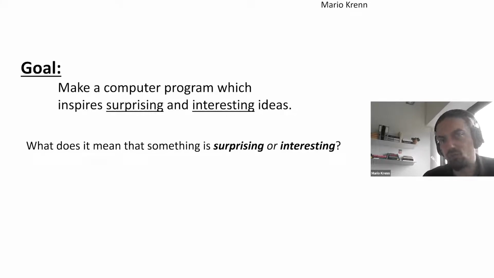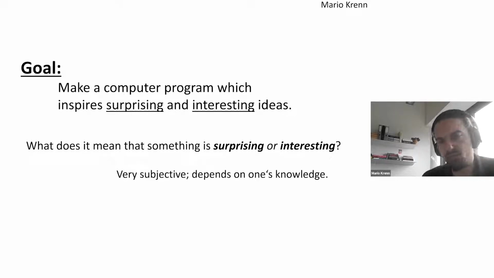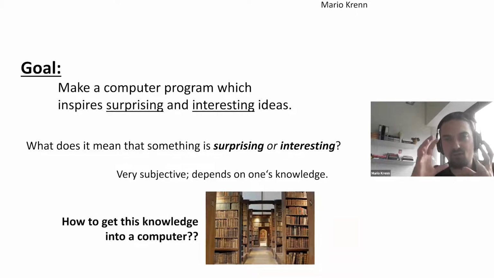But for that, we need to know, what does it mean to be surprising and interesting? And this is obviously very subjective and depends on our previous knowledge. So now our question is, how can we get this previous knowledge into the computer? You could think about large language models and so on, but they are very difficult to work with, and they are known to have huge problems with logical reasoning and so on. So at that time, we took a very different approach.